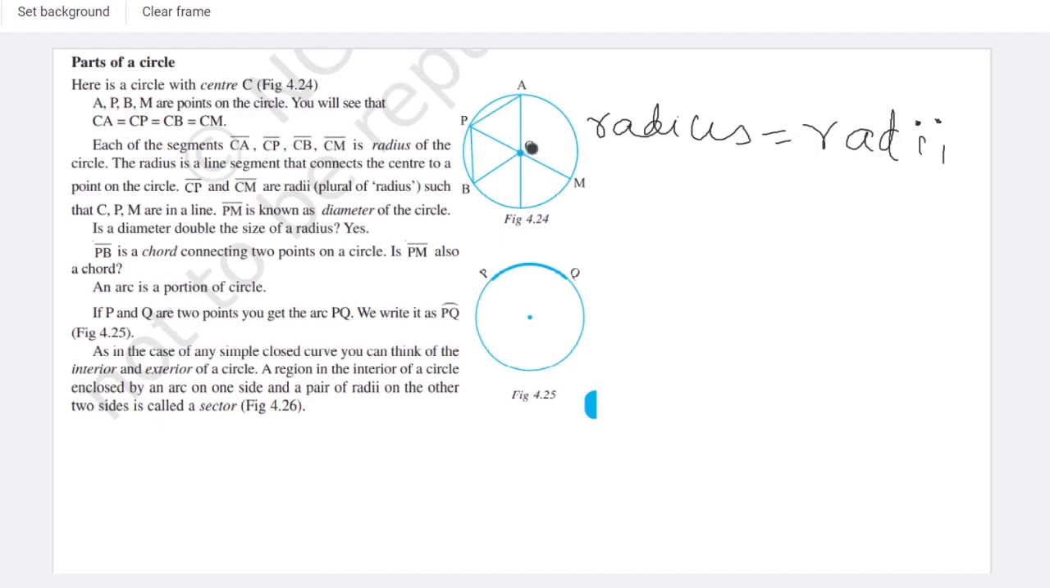See, these lines are called radius. We said AC, or we can also write it as CA. That is what is written here: CA bar, CP bar, CB bar, CM bar. All these are radius.